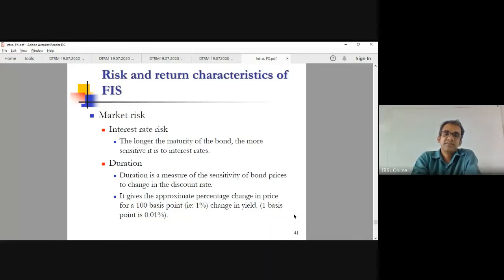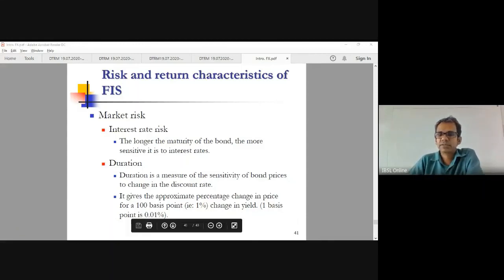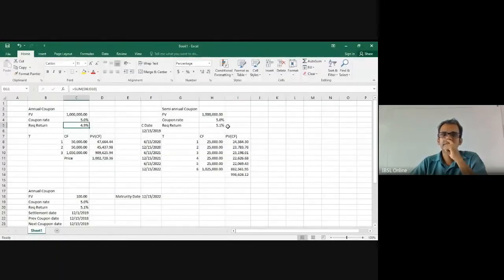The other thing is, when the interest rate changes, the price of the bond changes. If we go back to this Excel, you can see when the yield is 4.9, the price is this. If the yield is 5%, the price is 1 million. If the yield is 5.05, it's only 998,000. If the yield is 5.2, it's 994,000. So when yield increases, price decreases.